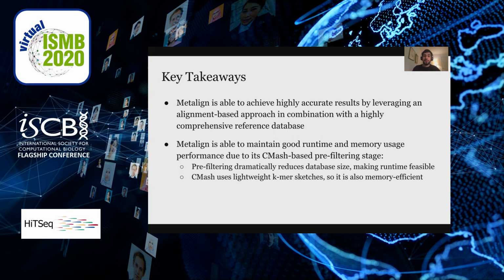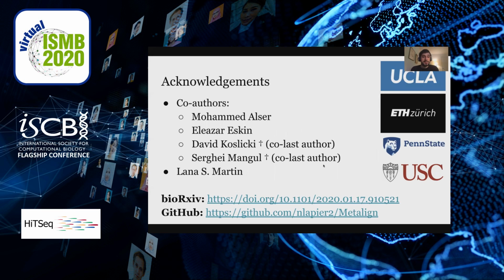The challenge is, how do you do that with a reasonable runtime and memory usage? And the way we're able to is using this Mash-based pre-filtering stage. So the pre-filtering stage, as I mentioned, dramatically reduces the database size, often by a couple of orders of magnitude, which makes the alignment runtime feasible. And I didn't go into this as much, but Mash uses these lightweight k-mer sketch data structures, so it's also memory efficient. So that's how we're able to get the accuracy of this alignment with reasonable runtime and memory. Okay, so that's the basic summary.